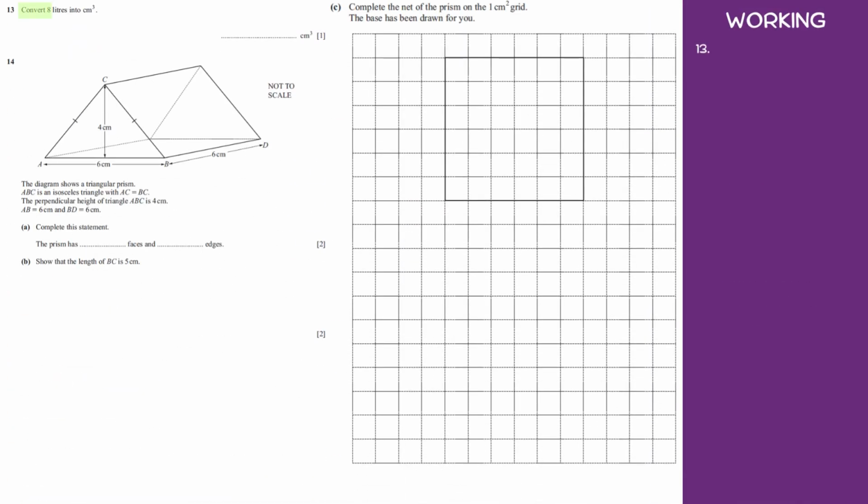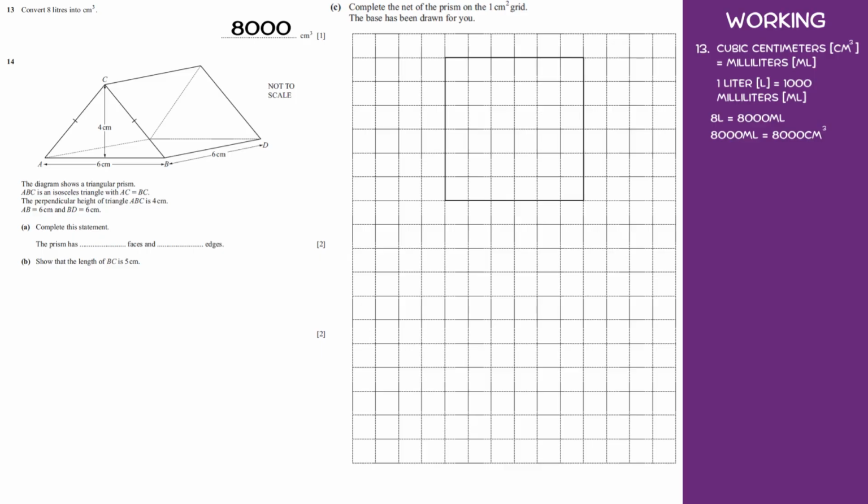Question 13 asks us to convert liters into cubed centimeters. What we first need to understand is that cubed centimeters are the same value as milliliters, and 1 liter is equal to 1,000 milliliters. Therefore, 8 liters is 8,000 milliliters, and 8,000 milliliters is 8,000 cubed centimeters.